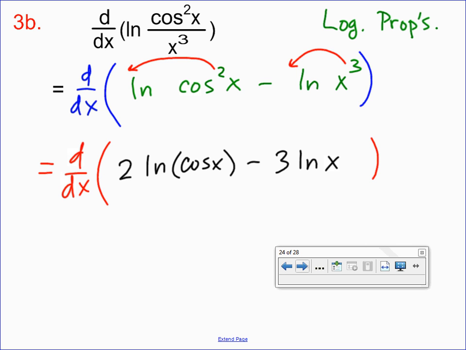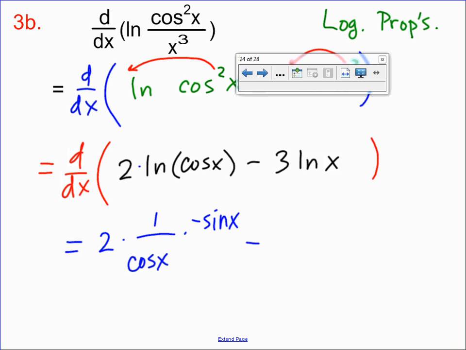Let's go term by term. What's the derivative of 2 ln of cosine of x? Well, I'll get my constant multiplier there. Finally, we're doing the differentiation. The natural log of a function will differentiate to 1 over the function times the derivative of the function. What's the derivative of cosine of x? Negative sine of x on top. Good. Minus, going term by term, what's the derivative of 3 times ln of x? Well, that would just be 3 times the derivative of ln x. What's the derivative of ln x? 1 over x. I'm thinking this is way easier.